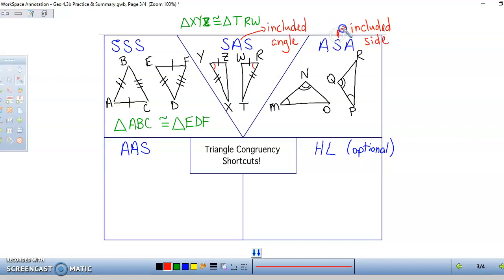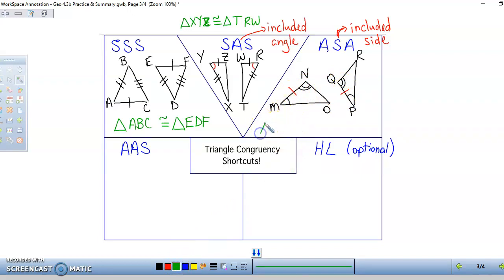So the included side would have to be attached to both angles. So notice I have an angle M and an angle N. The side that I would mark would be the included side between those 2 angles. So angle Q and angle P are marked, so QP would be the included side. Okay, so I have angle, side, angle, and angle, side, angle.